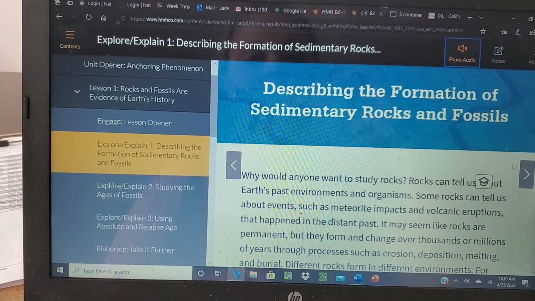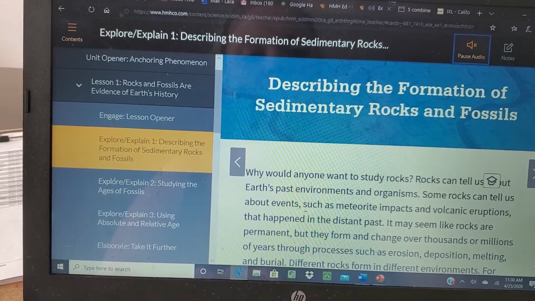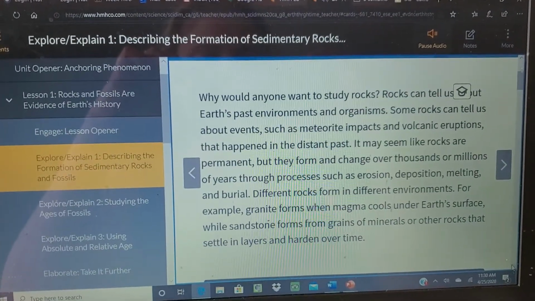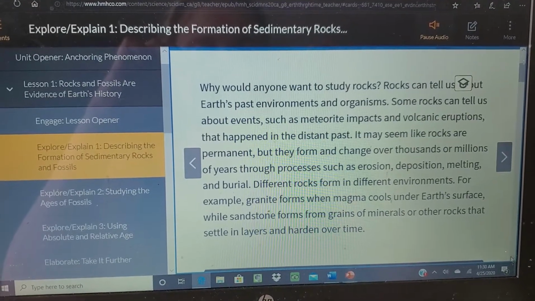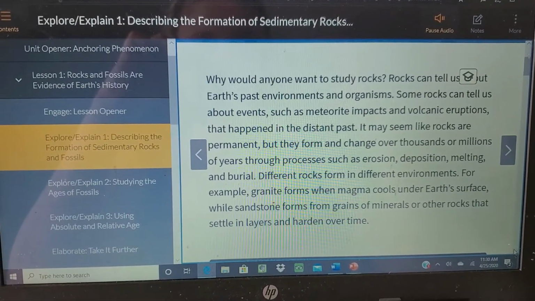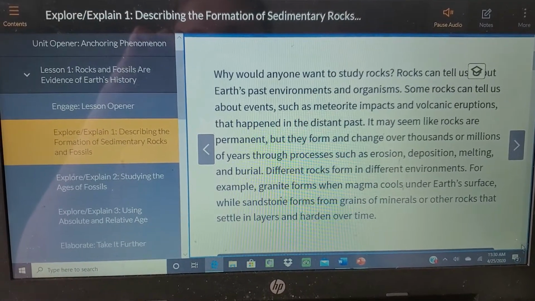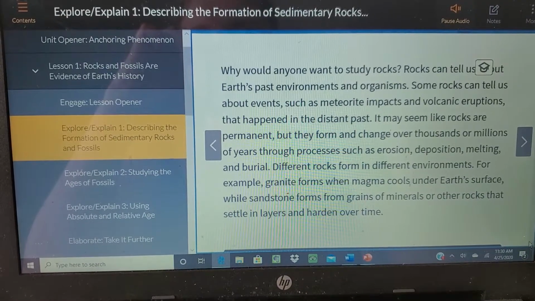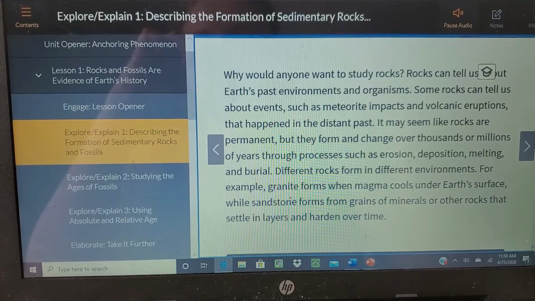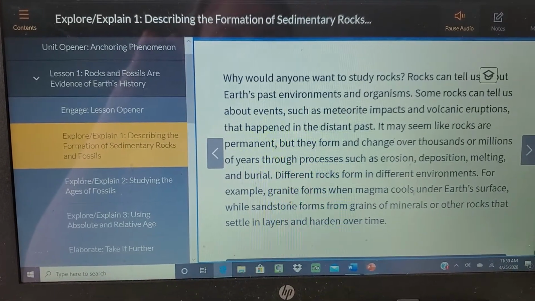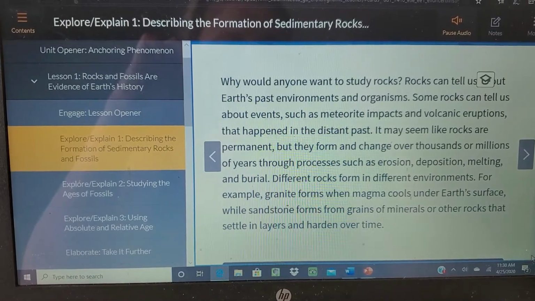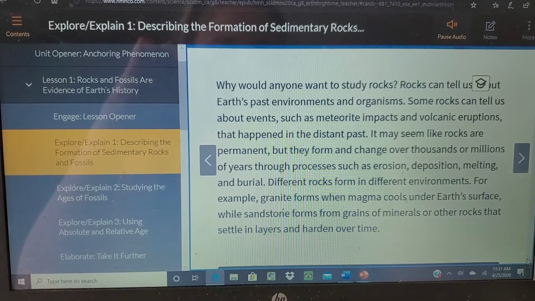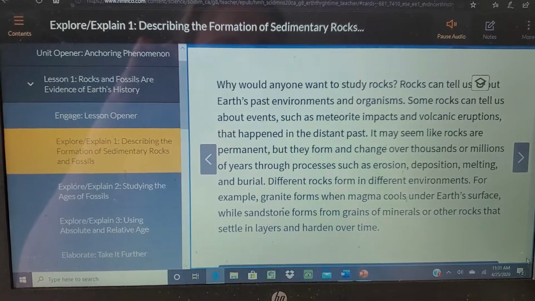Exploration 1. Describing the formation of sedimentary rocks and fossils. Why would anyone want to study rocks? Rocks can tell us about Earth's past environments and organisms. Some rocks can tell us about events, such as meteorite impacts and volcanic eruptions, that happened in the distant past. It may seem like rocks are permanent, but they form and change over thousands or millions of years through processes such as erosion, deposition, melting, and burial. Different rocks form in different environments. For example, granite forms when magma cools under Earth's surface, while sandstone forms from grains of minerals or other rocks that settle in layers and harden over time.